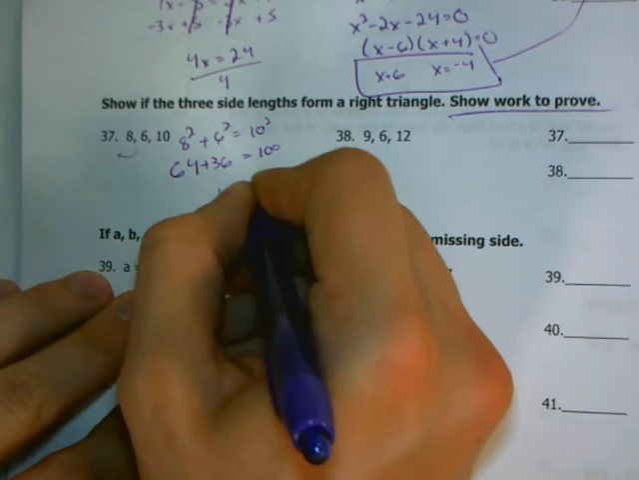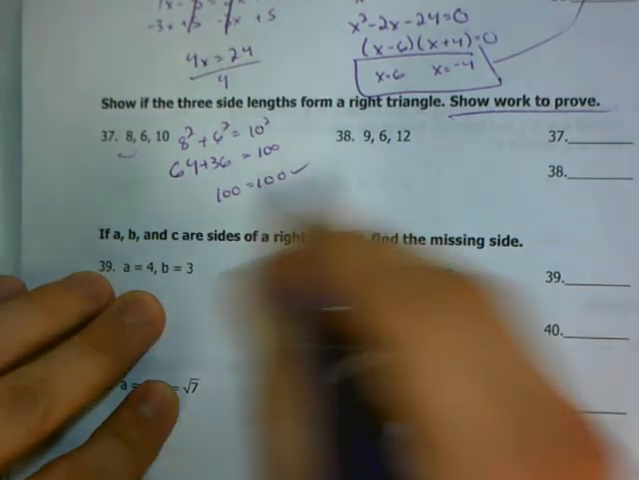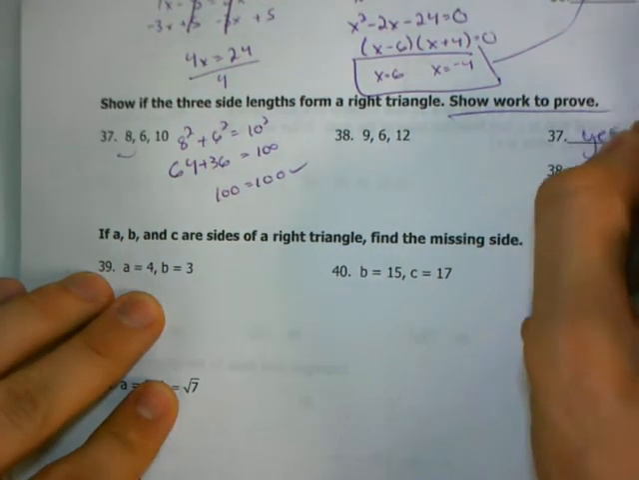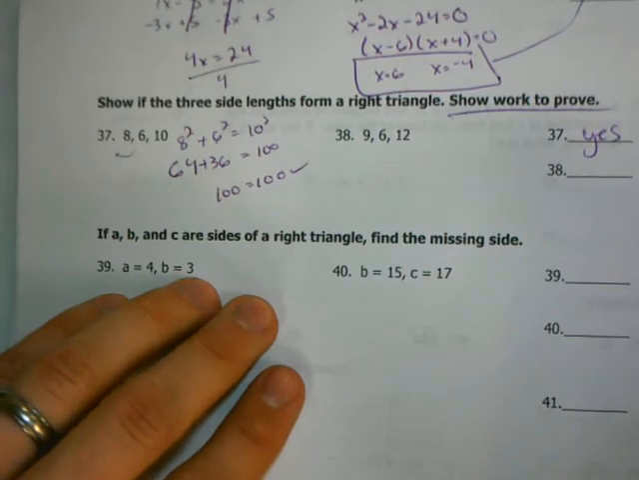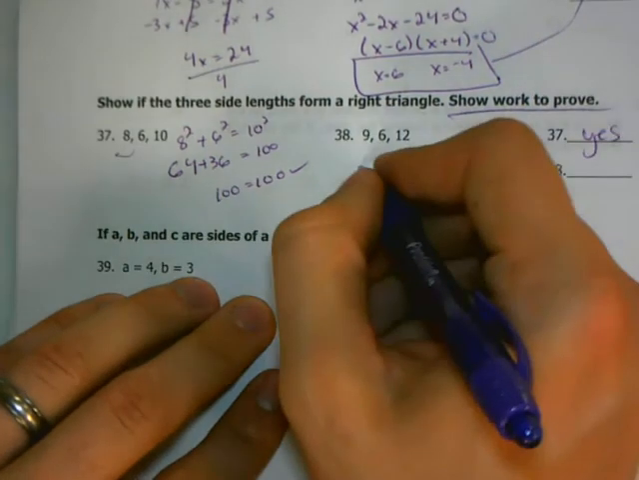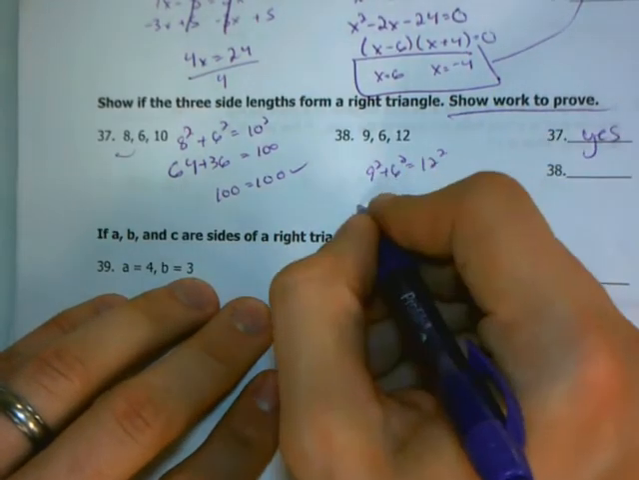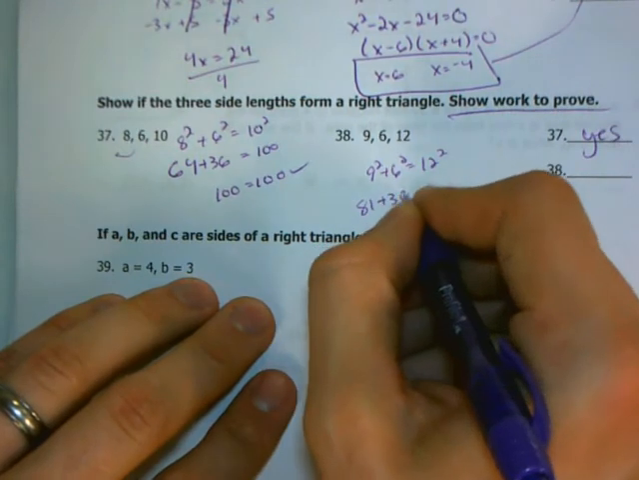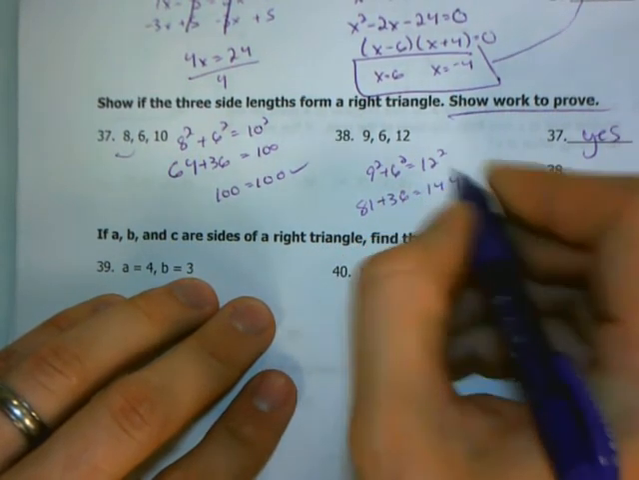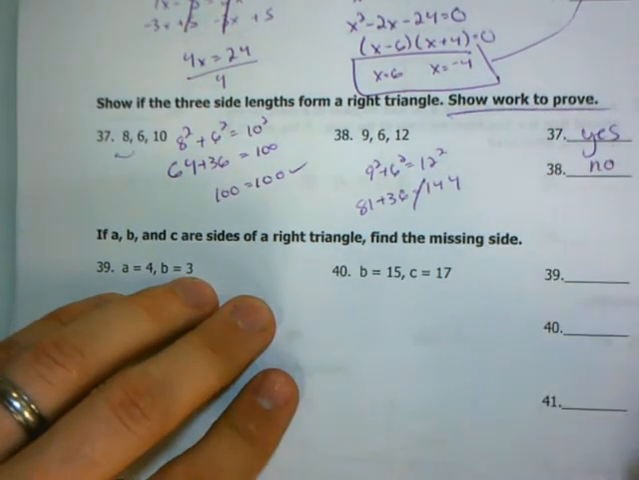Yep, checks out. a squared plus b squared equals c squared. Yes, forms a right triangle. The next one. 9 squared plus 6 squared needs to equal 12 squared. So 81 plus 36 is equal to 144. Nope, not going to work out. No.